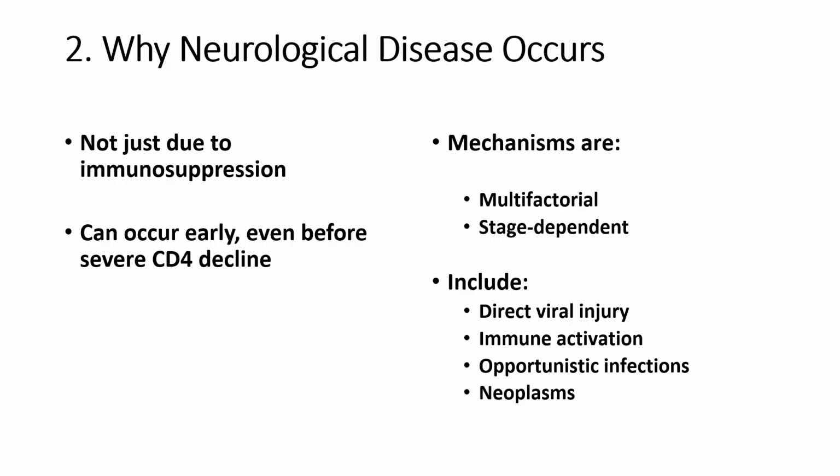So let's understand why the neurological disease occurs. The neurological disease in HIV is not just because of immune suppression. We can see that it can happen even in early infection, even when CD4 is not reduced much. The mechanism for this neurological disease is multifactorial and stage dependent. The pathogenesis involved is direct viral injury, immune activation due to virus infection, opportunistic infections, or neoplasms.